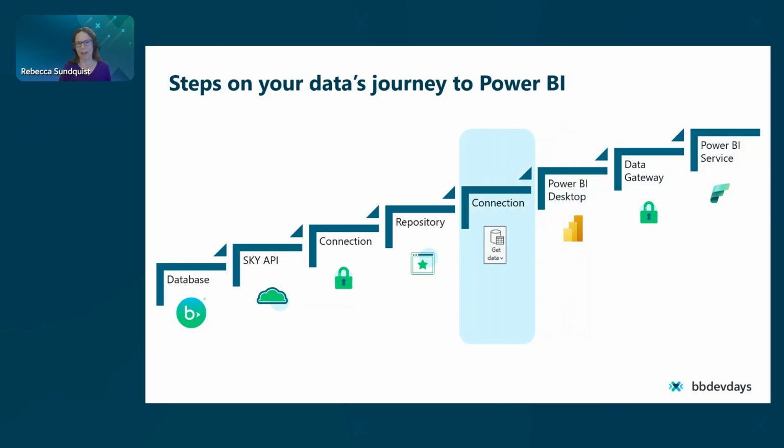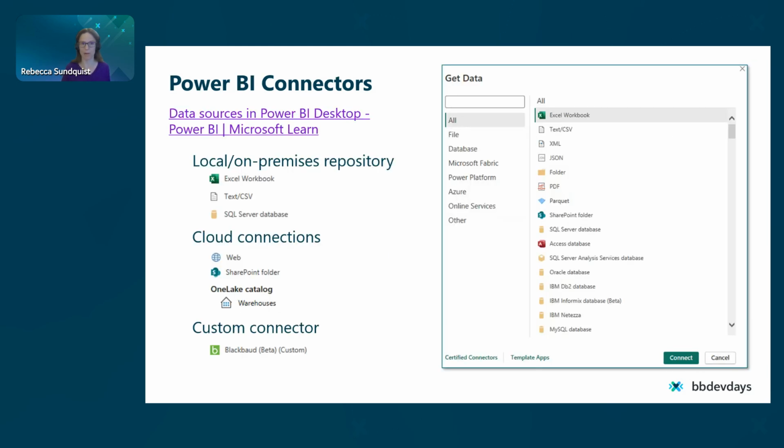So step one, getting data. In Power BI Desktop, you're likely already familiar with the Get Data option, and we're going to take a deeper dive now into the connections that are available there. You might have already worked in Power BI with local files, an Excel workbook, a text file. Another type of connection would be a SQL Server database, which would be treated as an on-premises repository. And then there's also cloud connections. So a web service or a SharePoint folder might be your repository. And I mentioned we'll talk about Fabric and the OneLake catalog a little bit as well.